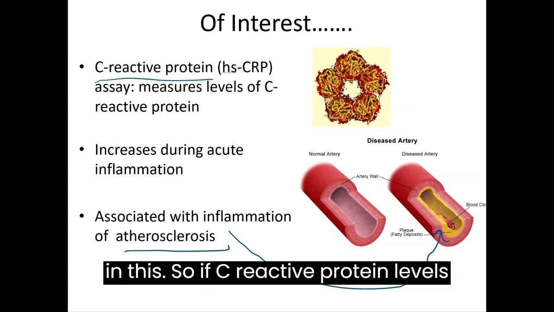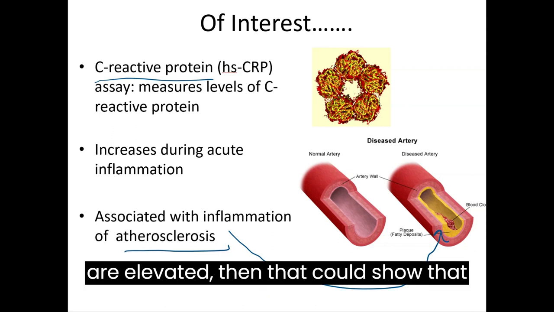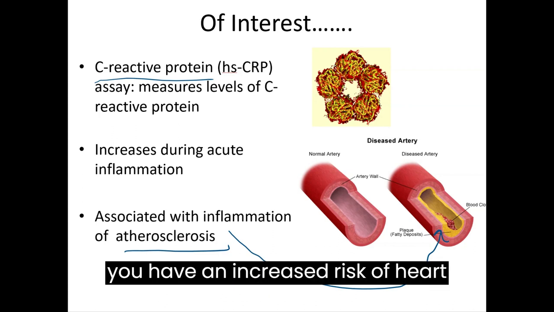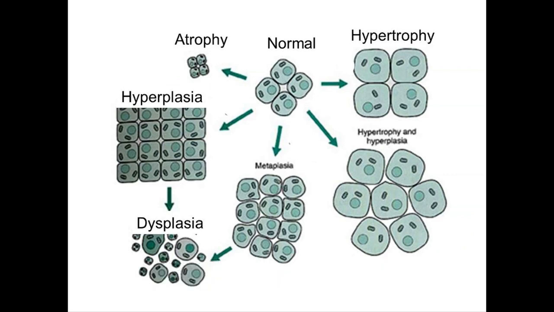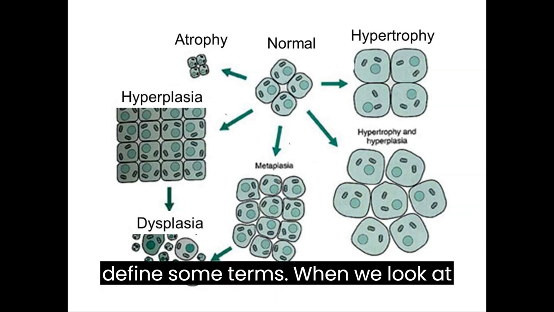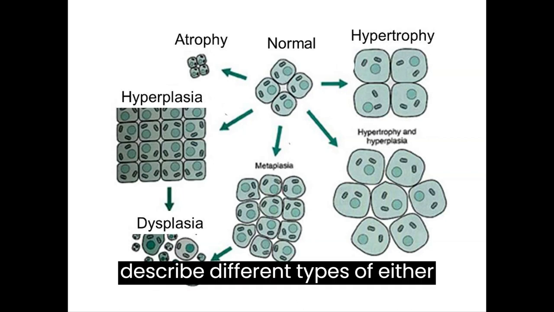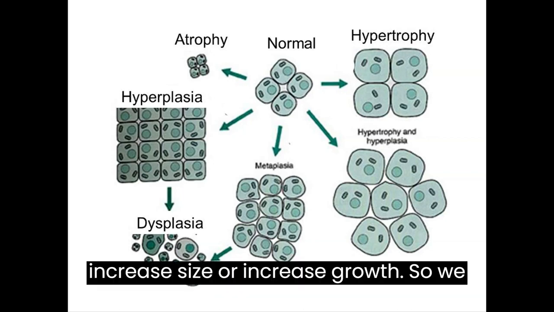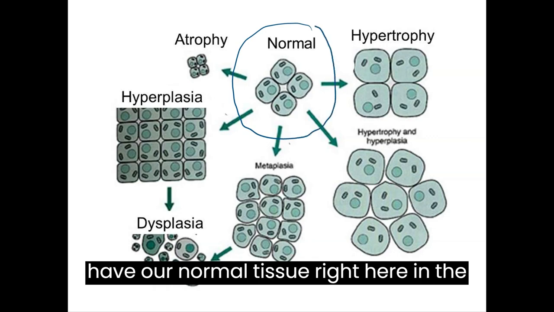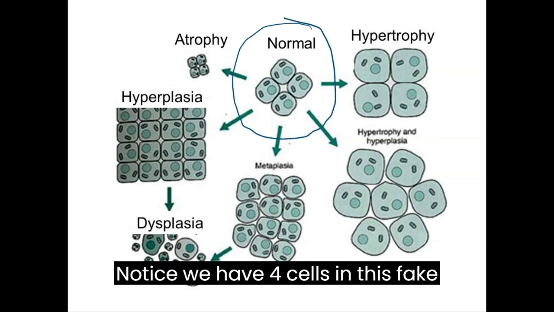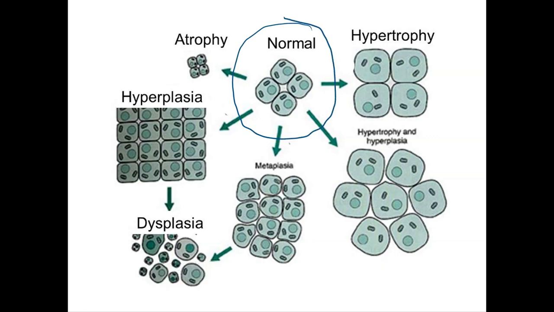So if C-reactive protein levels are elevated, then that could show that you have an increased risk of heart disease as well. And I just want to define some terms. When we look at tissues, there are words that we use to describe different types of either increased size or increased growth. So we have our normal tissue right here in the middle. That's what it should look like. Notice we have 4 cells in this fake tissue.